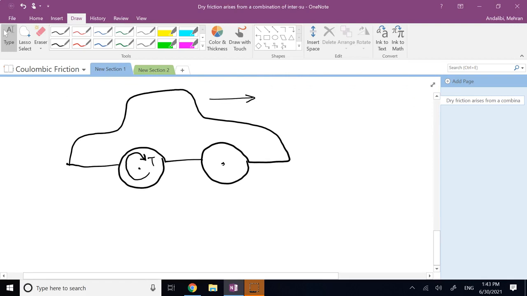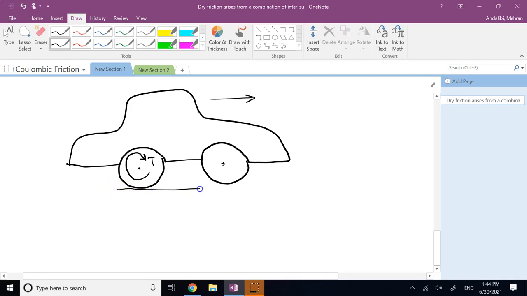So when you start the car and you apply the torque by pushing on the accelerator pedal, you're applying a torque, in this case clockwise, on the rear wheel to move the car forward. But you know, a torque is not what makes the car move forward. In order to move forward, you need a force forward to move the car. And where does that come from?